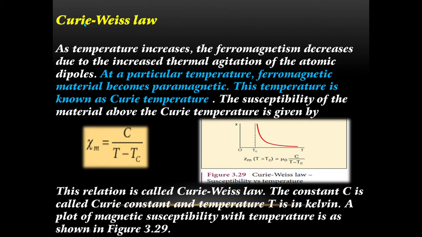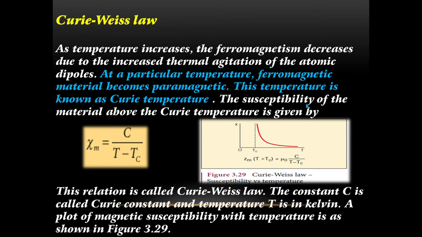Then next, Curie-Weiss law. As the temperature increases, the ferromagnetism decreases due to the increasing thermal agitation of the atomic dipoles. So this is a very important point. Underline this point, note it down. At a particular temperature, ferromagnetic material becomes paramagnetic. This temperature is known as Curie temperature.